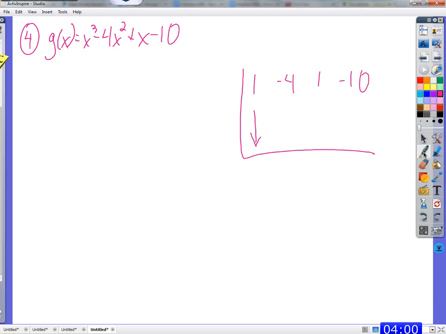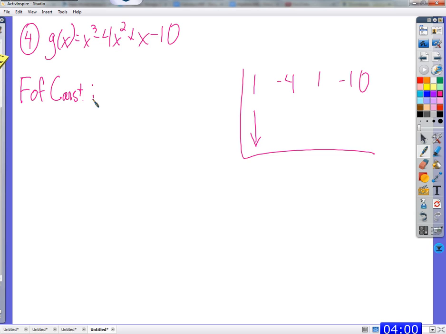Right? So, here it is. First we're going to list the factors of the constant. What's the constant? Negative 10. What are the factors of negative 10?